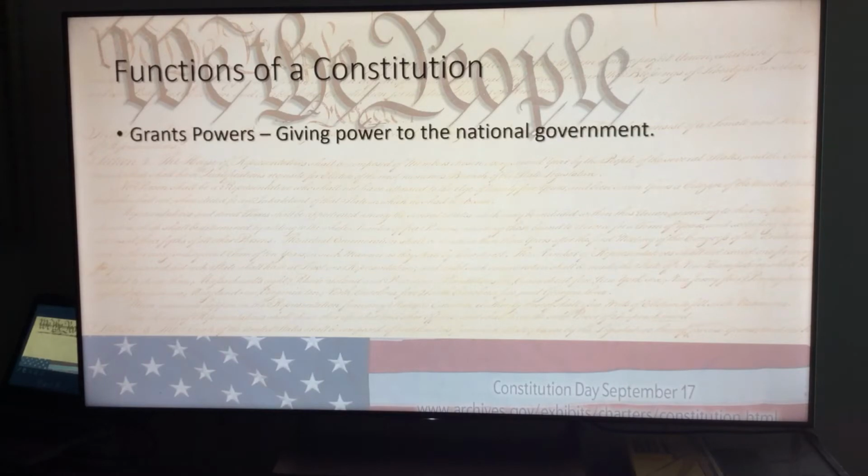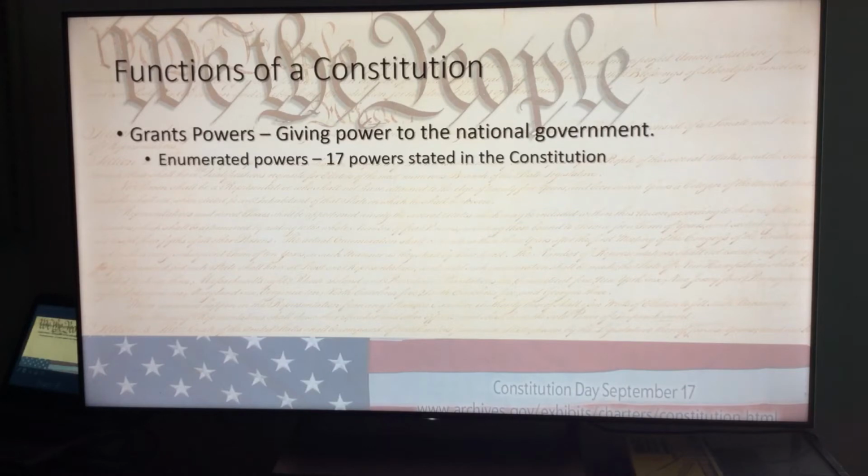One is it grants powers, it gives powers to the national government. So the president can veto laws. That is a grant of power. Congress has control of money. That is a grant of power. These are also known as enumerated powers, and there are only 17 powers given to the national government by the Constitution. So you want to remember enumerated powers, especially with subsequent chapters.